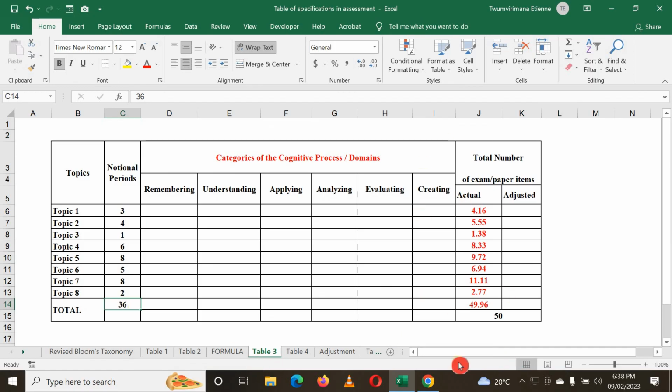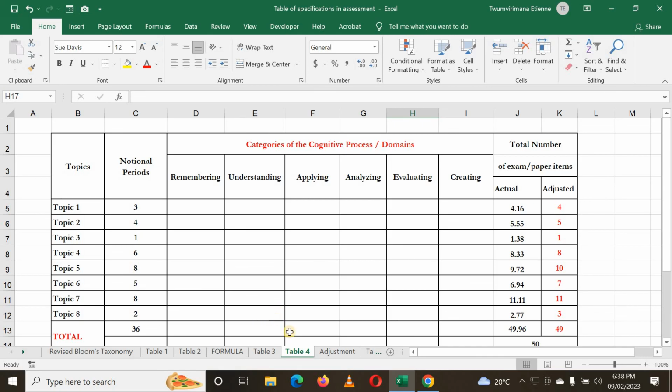Let me go next. Here you can even calculate. If you have here your top 6 topics, 12 topics, you can just do it this way. Remember here to put the number of periods that are assigned in your curriculum. Now let me move to the next table. You can see here I have 4.16. Now we're just going to round those numbers of questions.